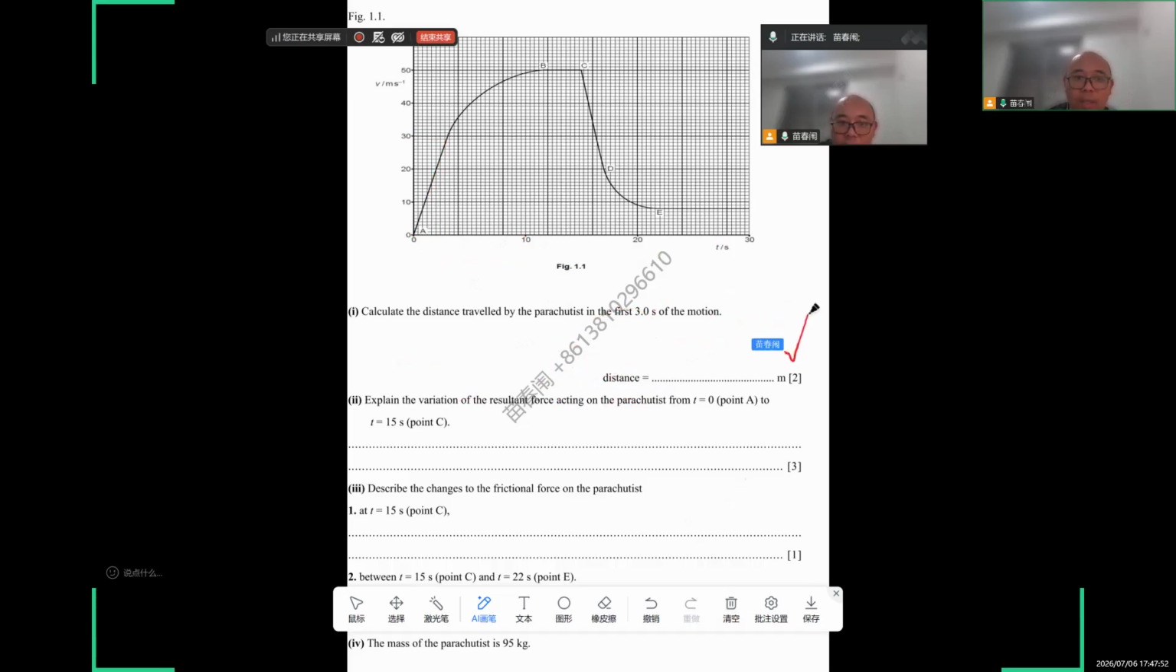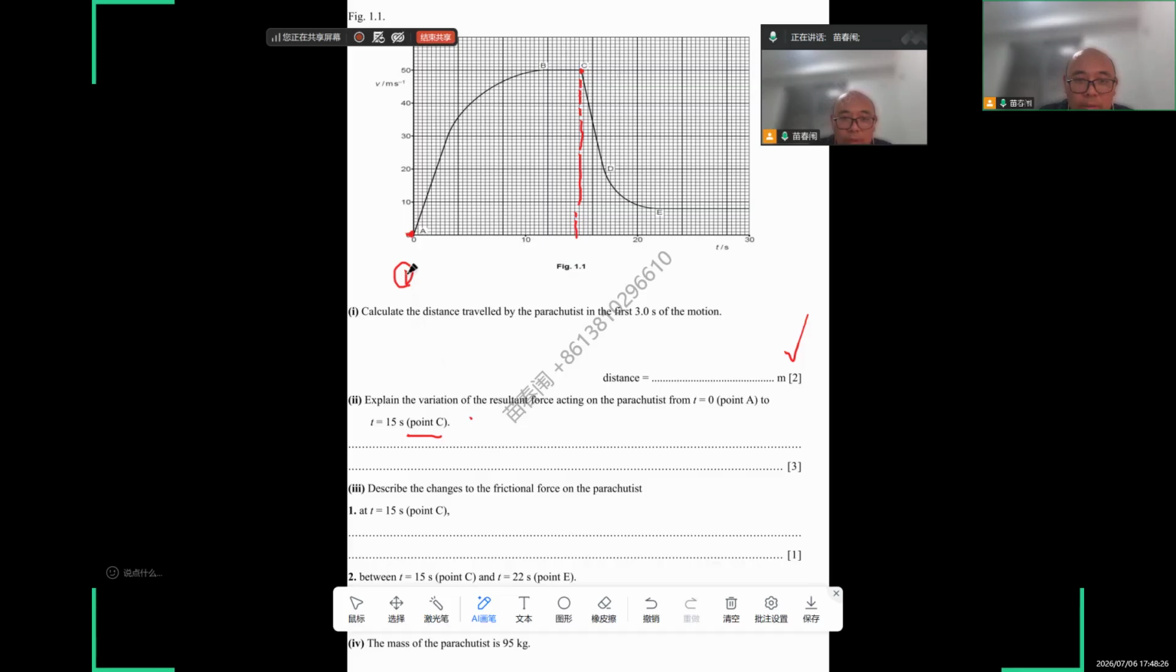This one. And then, explain the variation of resultant force acting on the parachutist from t equals 0 to t equals 15. And this is 0, and this is 15. Where's 15? Oh, they tell me 15 C. Great. C is in here, right? Oh, I think it's in the middle, between 10 and 20. So what's happening?